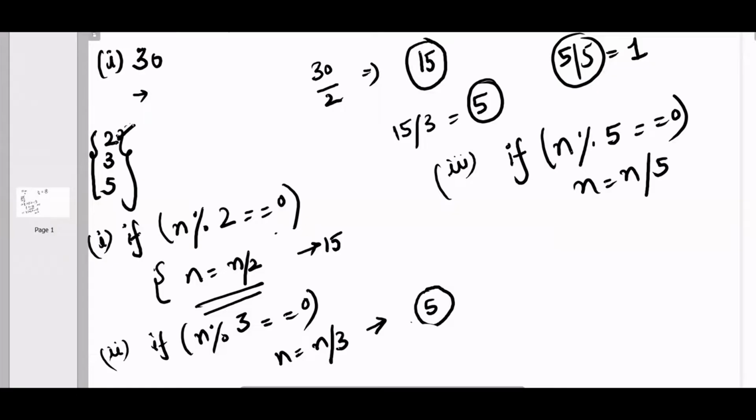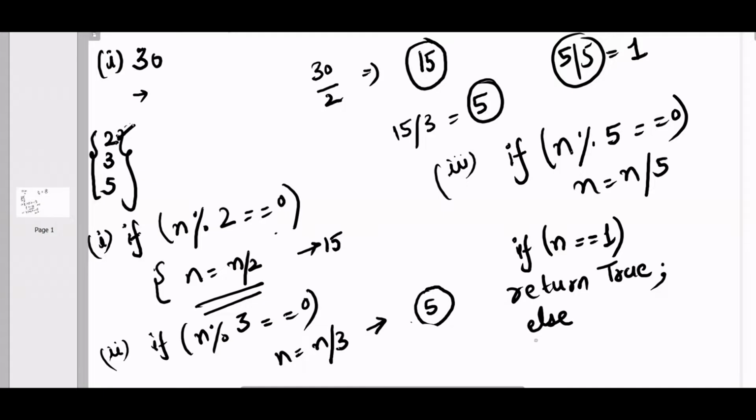Once you have checked for these prime factors, what you are going to check? If your n remains as 1, then you can return true, correct? Because now you have found that it is an ugly number, else you can return false. So this is what you are going to do. Let's take some other example and understand.